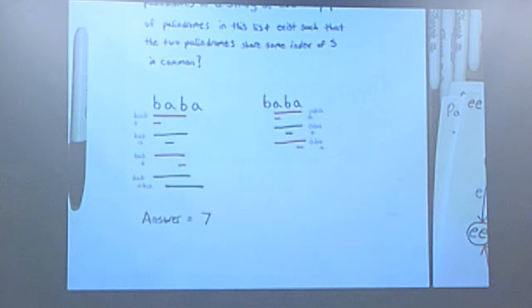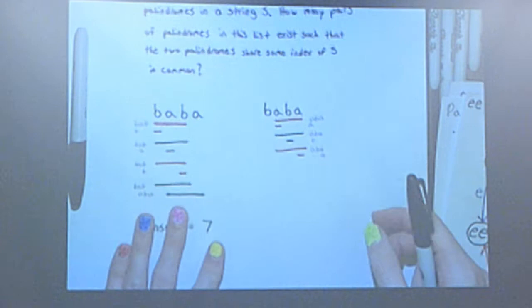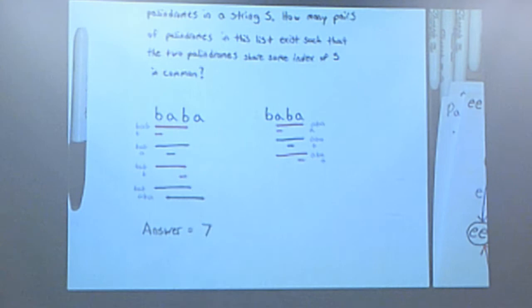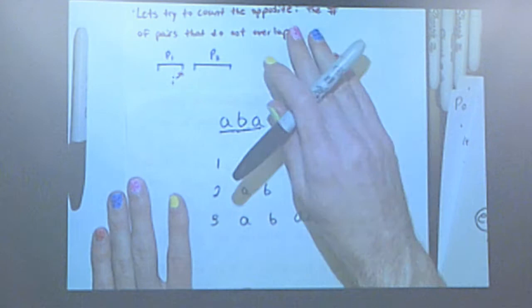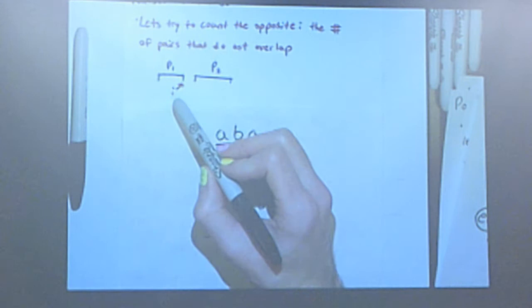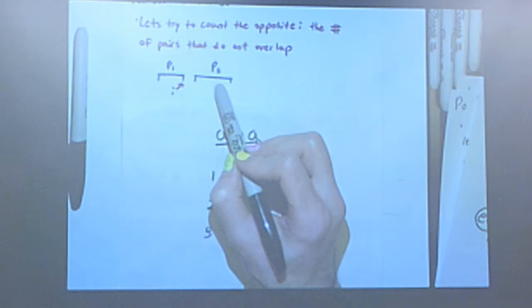For this one, it's kind of hard to count the number that overlap because there's a lot going on there. If instead, like with a lot of other problems, we try to count the opposite, let's count the number of pairs that do not overlap. If there's some pair that doesn't overlap, it means you have some palindrome here and some palindrome to the right of it. I'll denote index I as where the first palindrome ends.